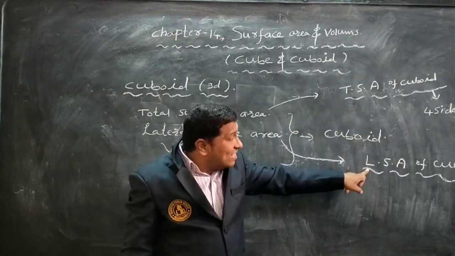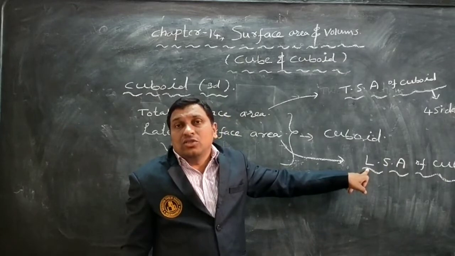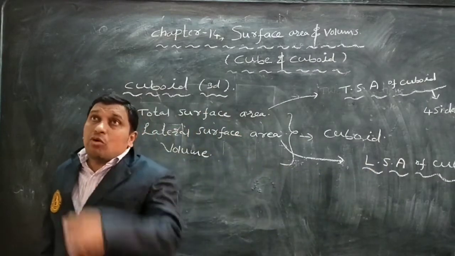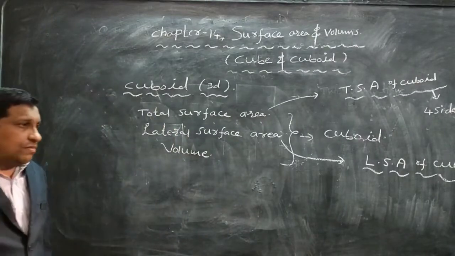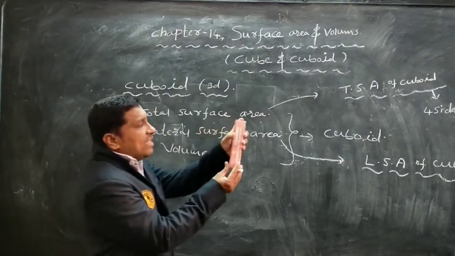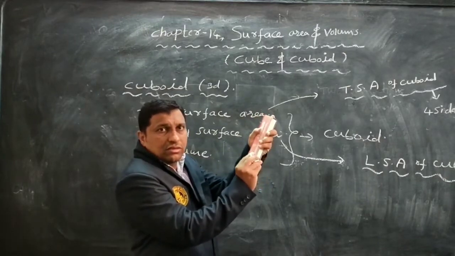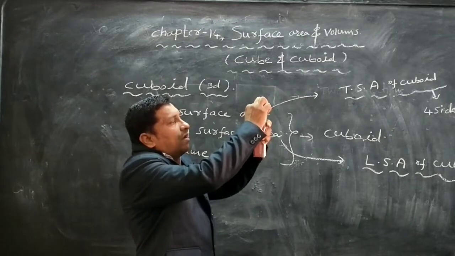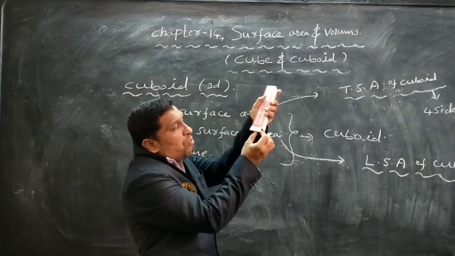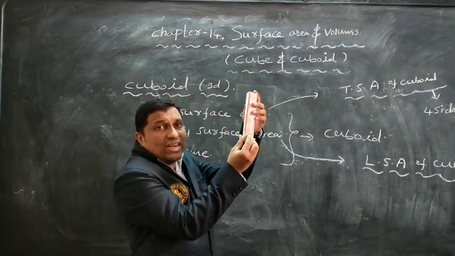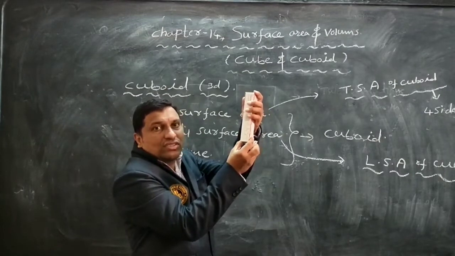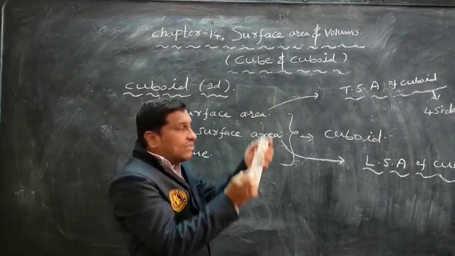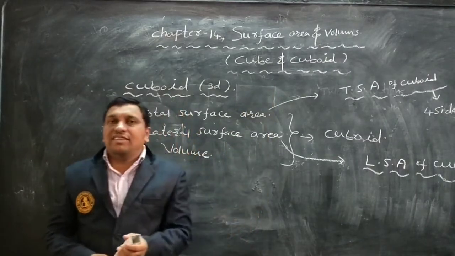So what does LSA mean? Lateral surface area. Lateral surface area means we have to remove the top and bottom. Understood? Here we observe this cuboid box. We remove the top as well as the bottom. What will happen? How many sides are there? It consists of only 4 sides. First, second, third and fourth. These 4 sides are called the lateral surface area.